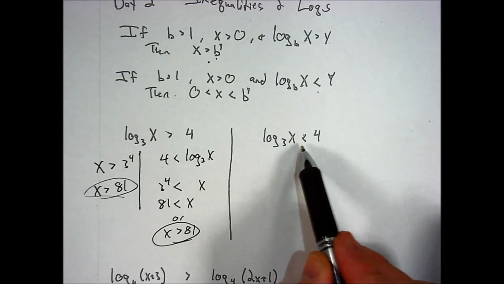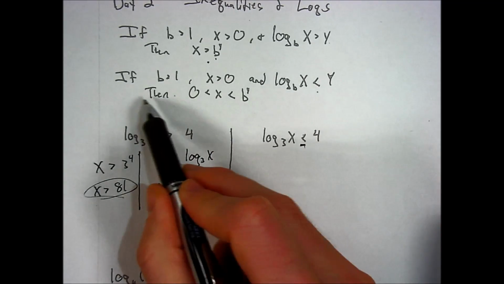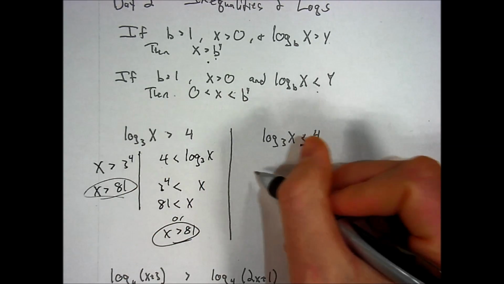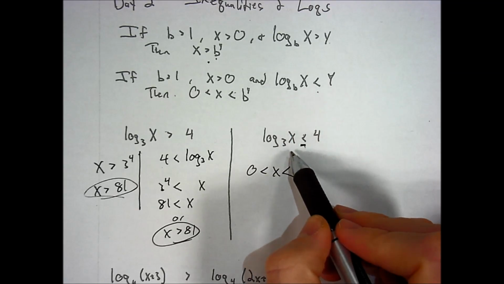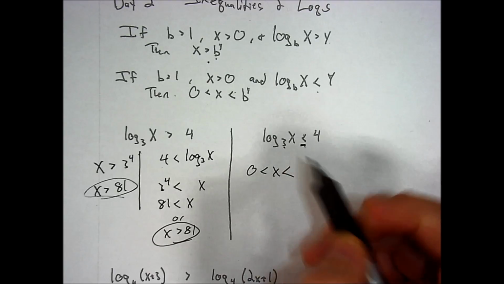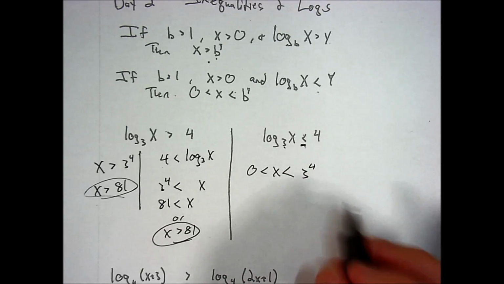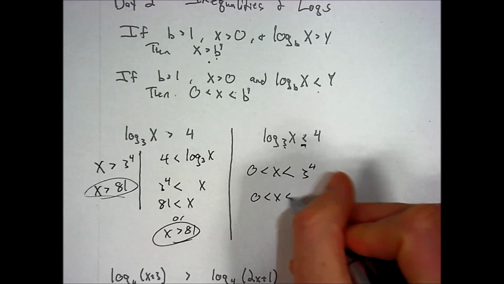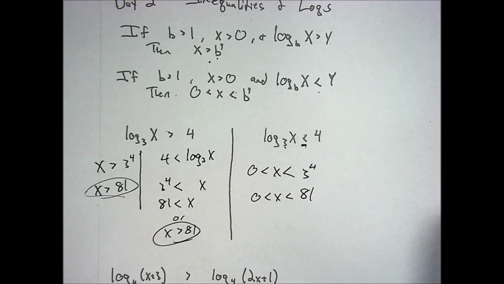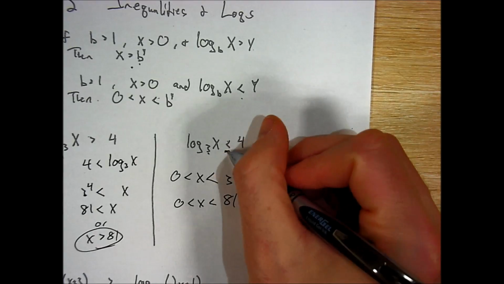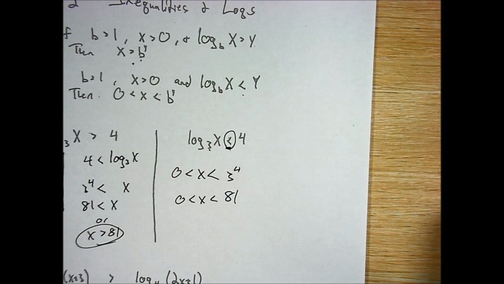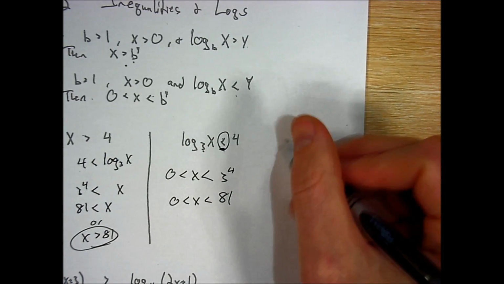Here we have a less than, so follow our less than shortcut. 0 is less than x is less than base 3 to the 4th. Less than 81. Shortcut, super easy. Long cut, I forgot it. I forgot how to do the shortcut.